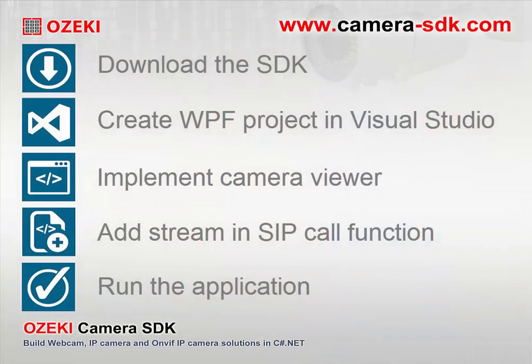In this video, the main steps are the following. First step, download the SDK from the website. Second step, create a WPF solution in Visual Studio. Third step, implementing the camera viewer application. Fourth step, extend the application with a stream in SIP call function. And finally, the fifth step, check the result and try out our application. Let's start now with step 1.